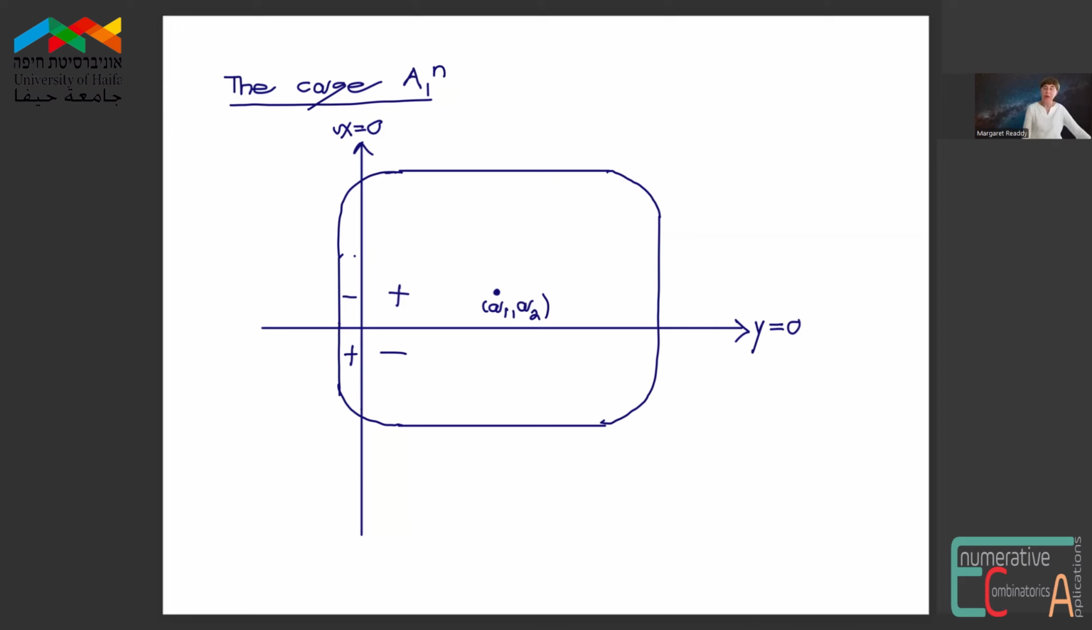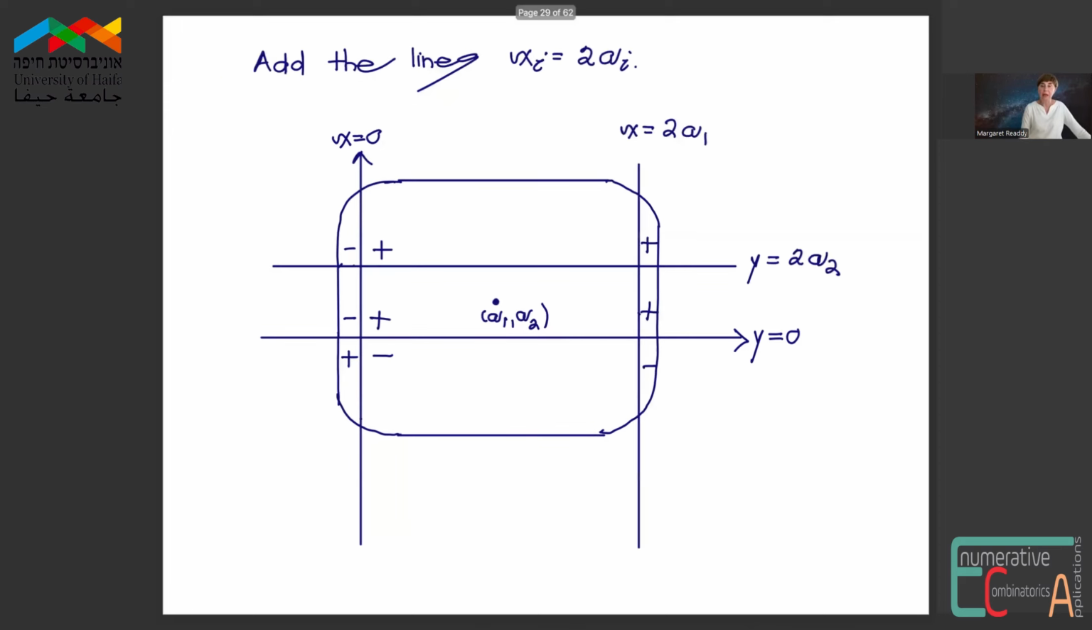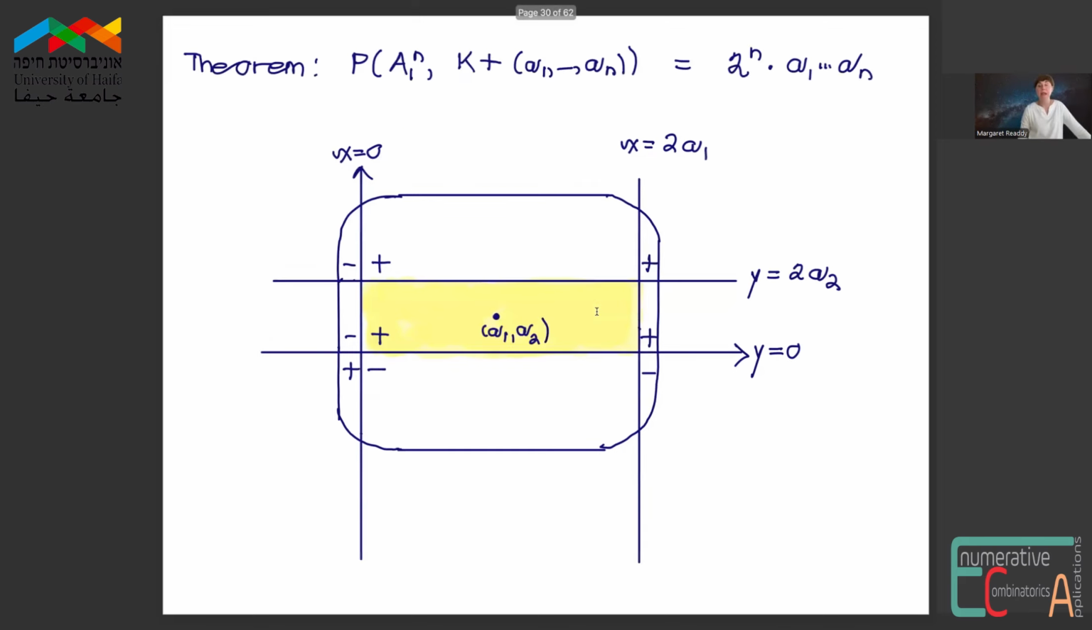To figure out what's going on, I'm going to add some helper lines. I'm going to add the line x is equal to 2a1 and y is equal to 2a2, with the same signing in all the regions. And if you look, there's a lot of cancellation that goes on. You can see these regions over here on the left, I hope you can see my pointer, cancel with these regions over here on the right. This top middle region cancels with the bottom. And in the end we actually have something left: a rectangular region here.